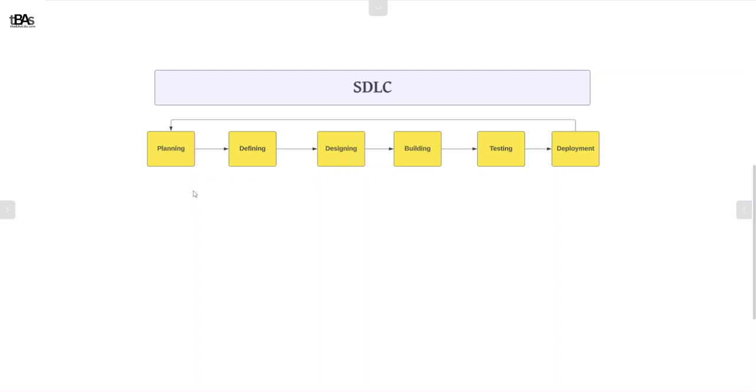lifecycle. The software development life cycle starts from planning, defining, designing, building, testing, and deployment. So it starts with planning and ends at deployment, and then comes back to planning again. Every stage is interlinked with the previous stage so that each step is defined clearly at the stages when coming to a project management kind of approach.